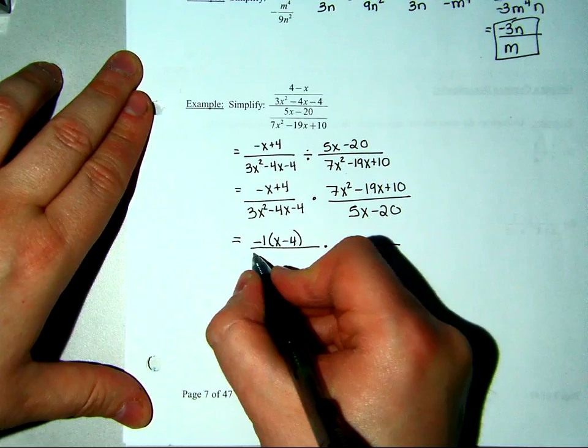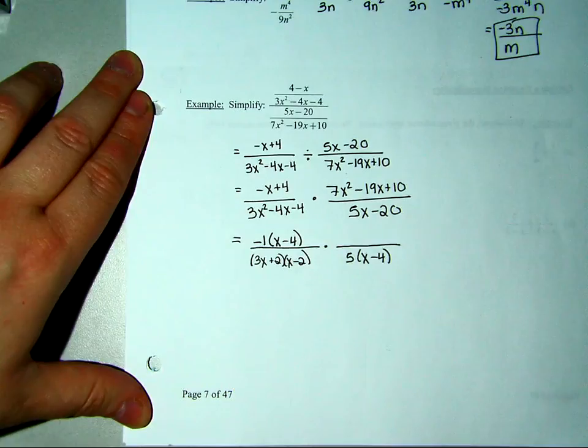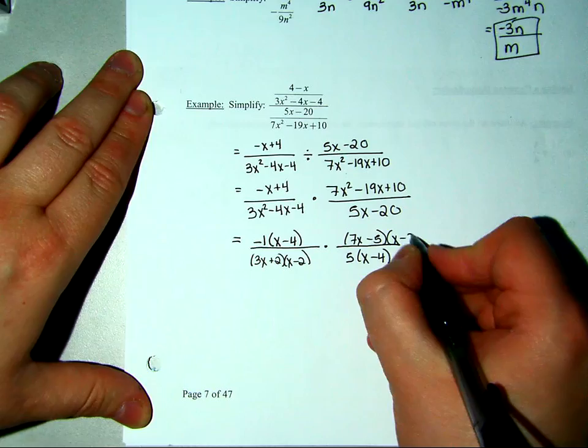So I'm going to go and multiply. Negative 1 times x minus 4 times 7x minus 5 times x minus 2 over 5 times 3x plus 2 times x minus 2 times x minus 4, I think. The x minus 4s will cancel. The x minus 2s will cancel. Negative 1 times 7x minus 5 over 5 times 3x plus 2.